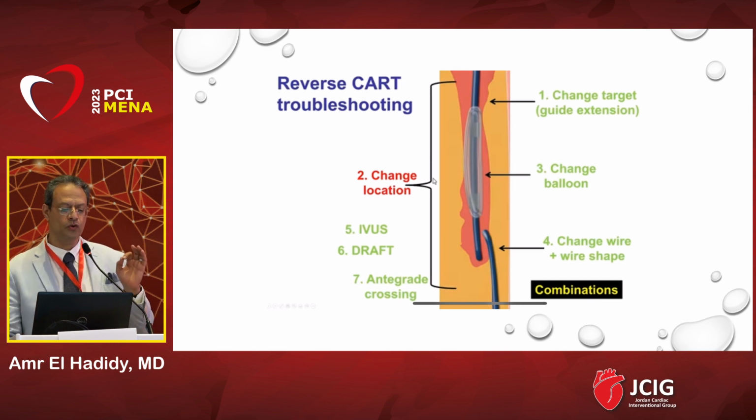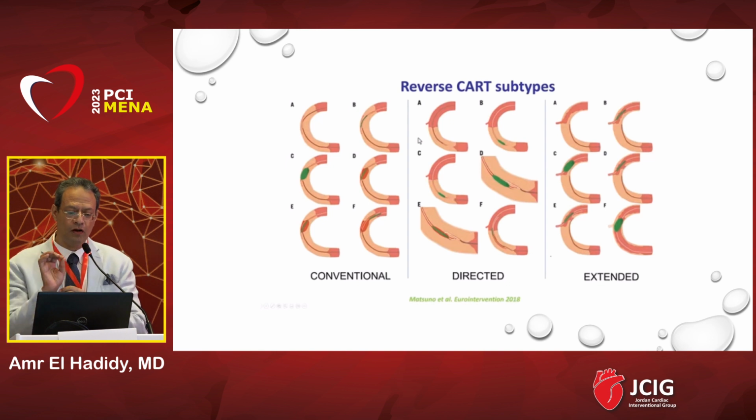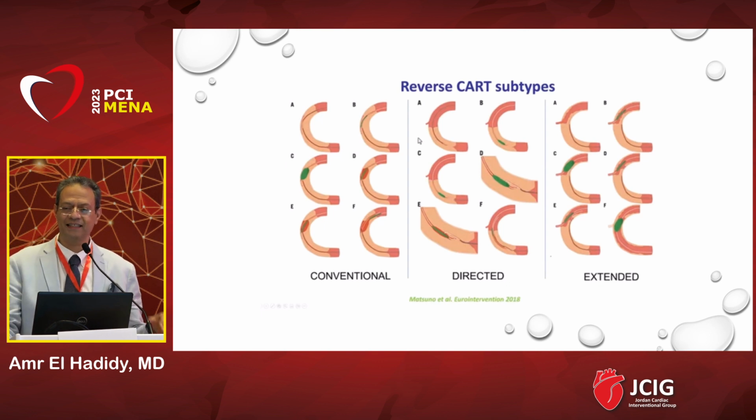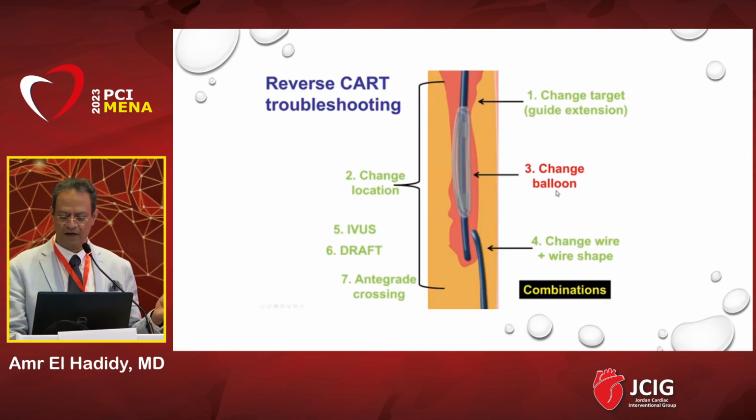If you want to use a directed, this is a conventional reverse CART. If you want a smaller balloon, you can use this directed one. It's more difficult to cross, and the extended one, but the point is the extended sometimes causes a problem if you have a side branch in the CTO segment. As we mentioned, we can change the size of the balloon.